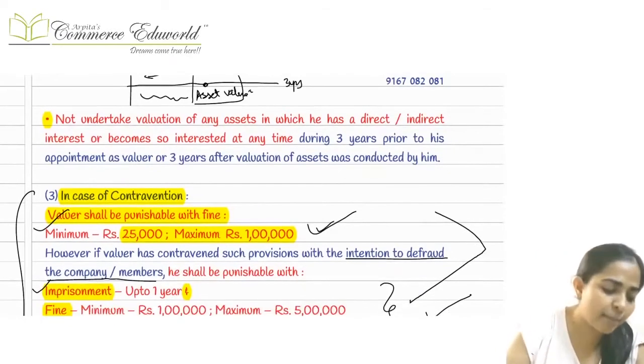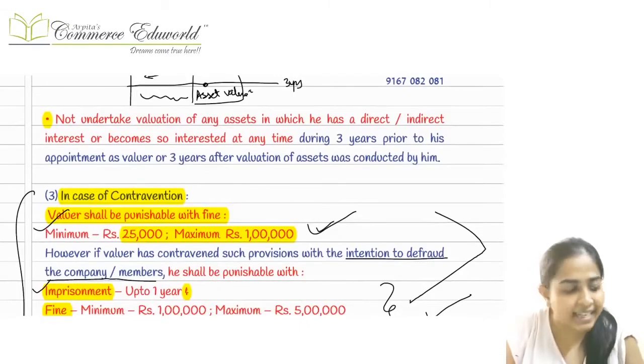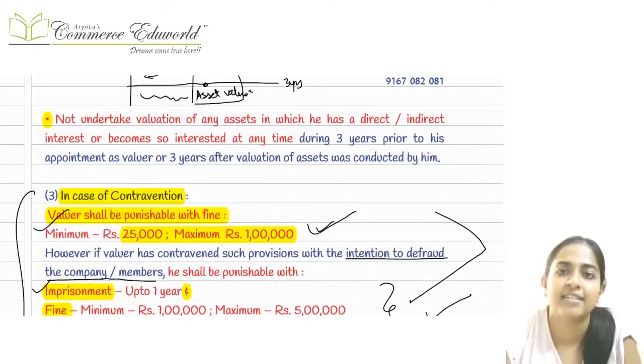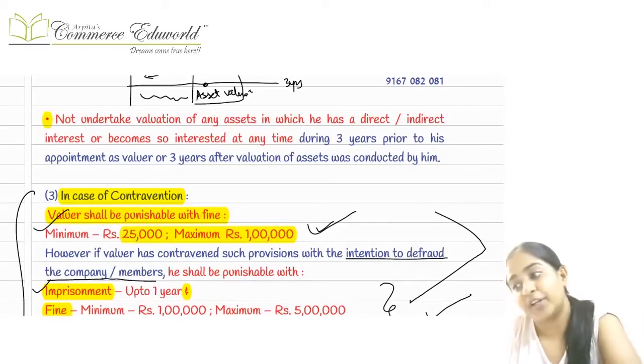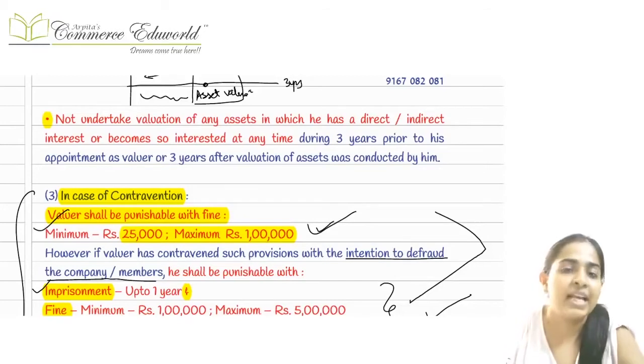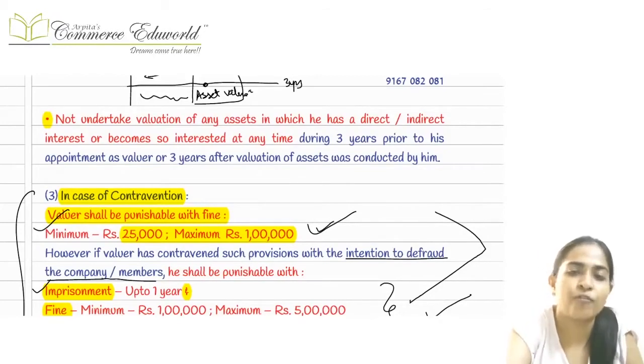One important point here is that he cannot do any valuation of any asset in which he was interested in the last 3 years. Also, for the asset of which he is doing the valuation today, he cannot get interested in that particular asset in the next 3 years. So 3 years before, 3 years after, there should be no interest in any such asset whose valuation has been done.